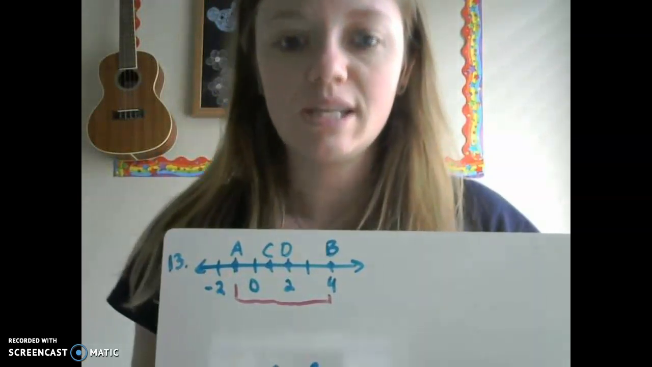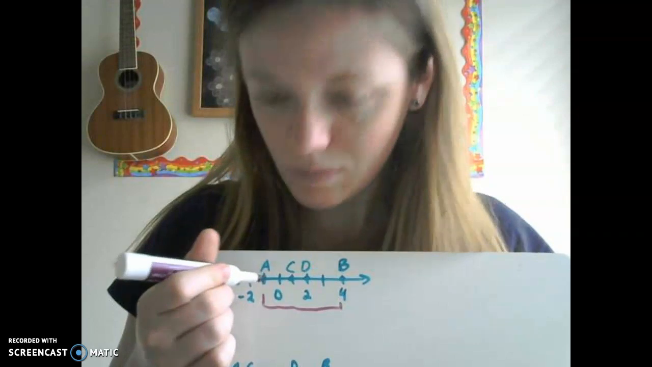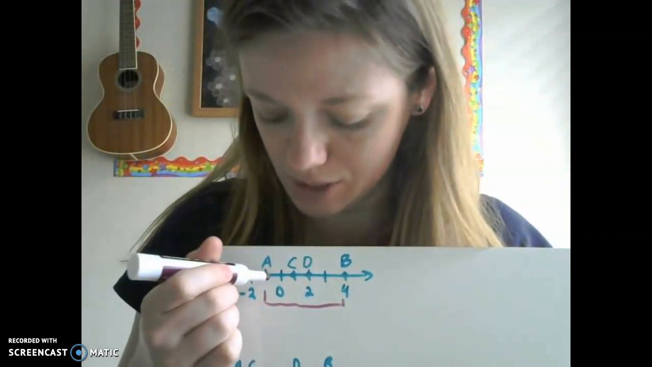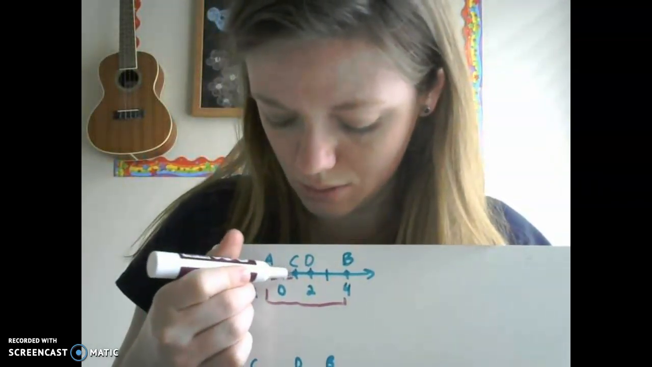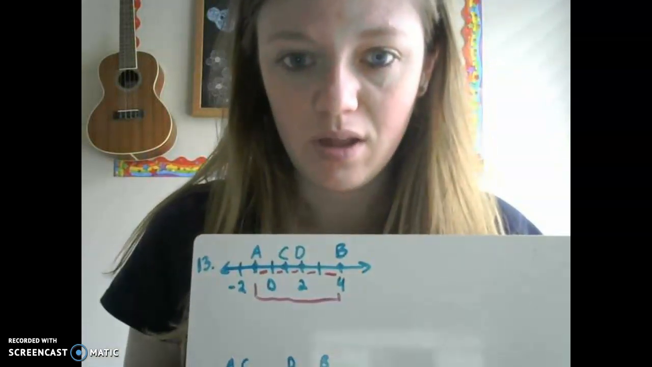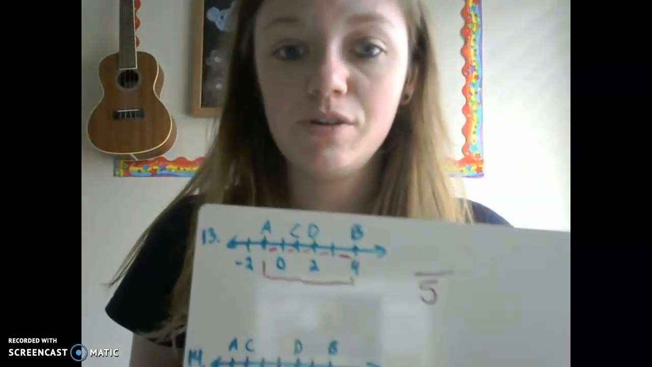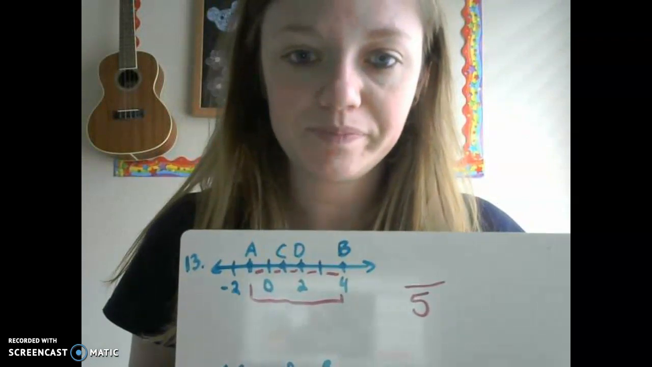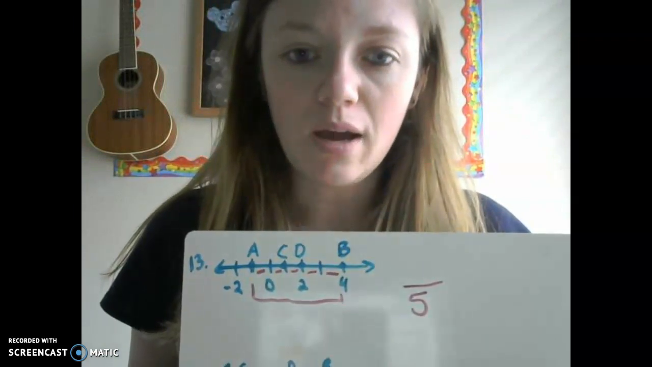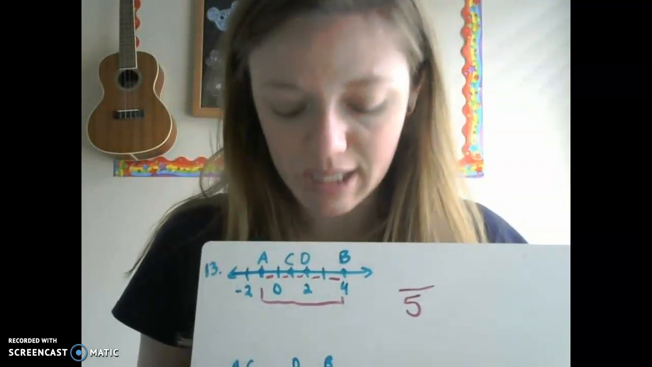So, how many numbers could be chosen between A and B? It depends on how many units are between the two. So we have 1 unit, 2, 3, 4, 5. There are 5 units from A to B, so there are 5 possible outcomes if you chose a random number in between them. Now, it says, what's the probability that the point is chosen between C and D?